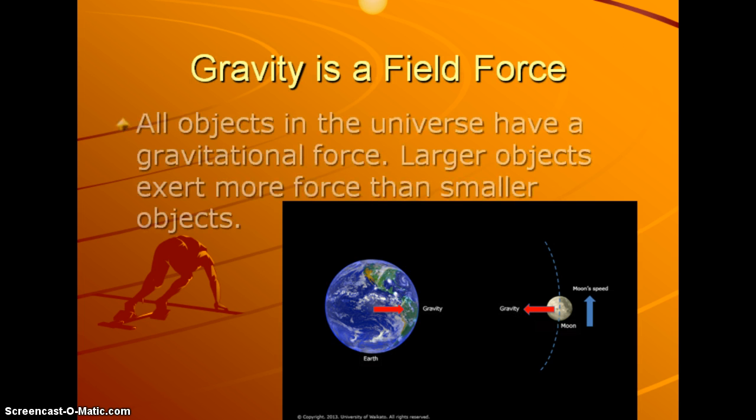First we're going to look at what gravity is. All objects in the universe have gravity. Larger objects have more gravitational pull than small objects. So if we take a look at this picture here, the Earth is a larger object than the Moon, so the Moon orbits the Earth due to Earth's gravitational pull.